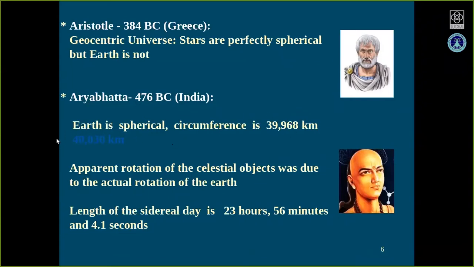From today's calculation, we know that the circumference of our Earth is nearly 40,030 kilometers, which is very near. He also predicted that the apparent rotation of the celestial objects was due to the actual rotation of our Earth, which is 100% correct. He also calculated, not predicted, that the sidereal day is 23 hours, 56 minutes and 4.1 seconds.